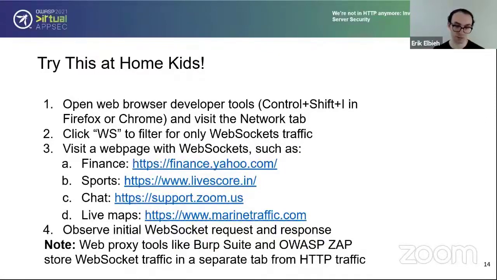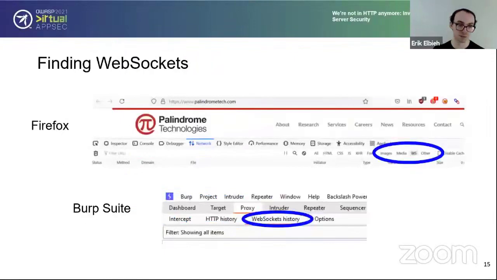Of course, web proxies like Burp Suite and OWASP ZAP will also capture this traffic. But do note that these tools actually show the WebSocket traffic in a separate tab from the HTTP traffic. And just to clarify what I was talking about on the previous slide, I have a couple of screenshots here. In the first screenshot, we see the Firefox web browser developer tools. There is that WS button to filter the WebSocket traffic. And then for Burp Suite, you can see the WebSockets history tab is separate from the HTTP history tab.